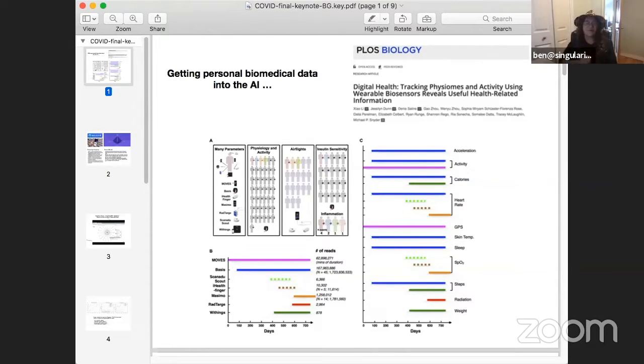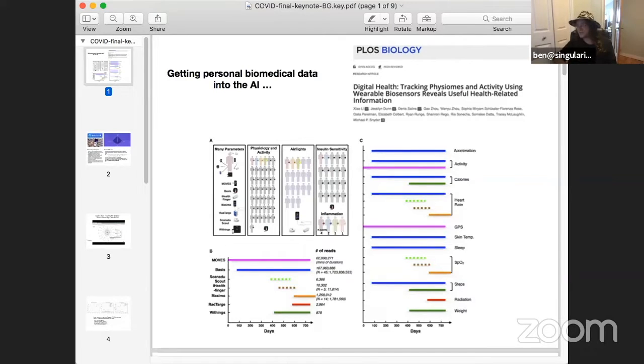So one of the things that Debbie was talking about in this regard was some papers by Michael Snyder and colleagues, and I'm showing a diagram from one of Dr. Snyder's papers here. And Dr. Snyder actually spent a couple of years measuring his own body with a huge number of different sensors. So he measured his activity, his calories, his heart rate, his location as he flew around, his temperature.